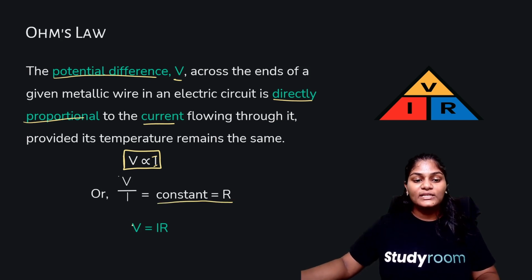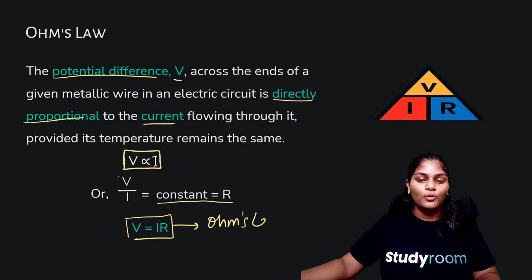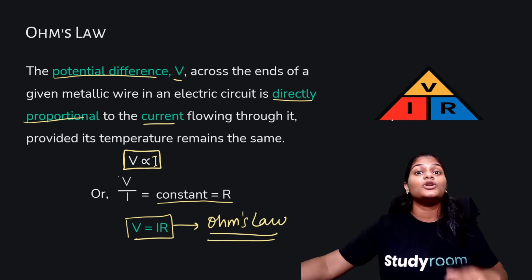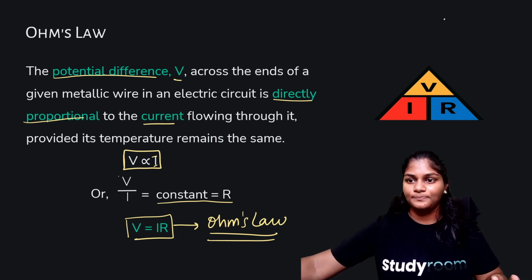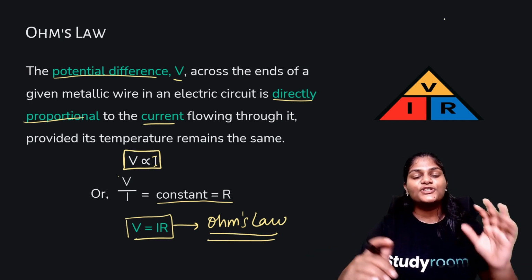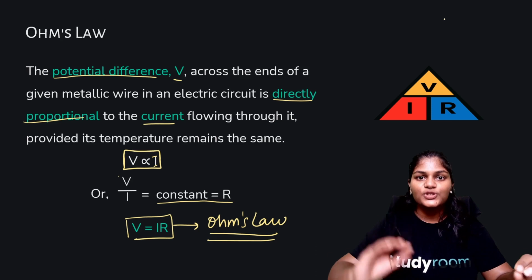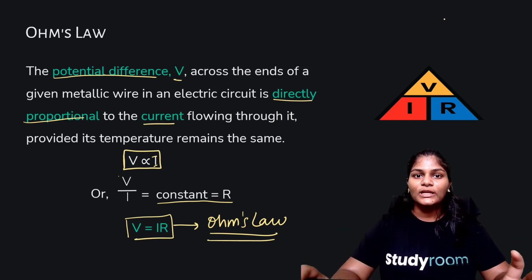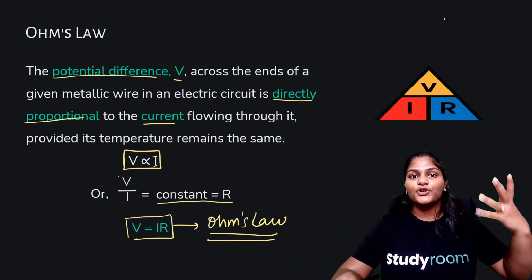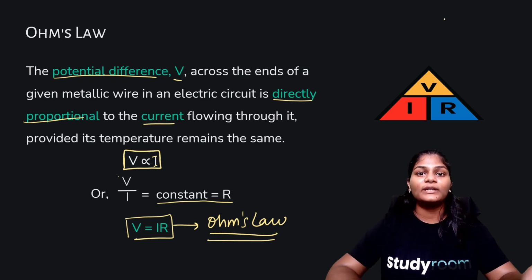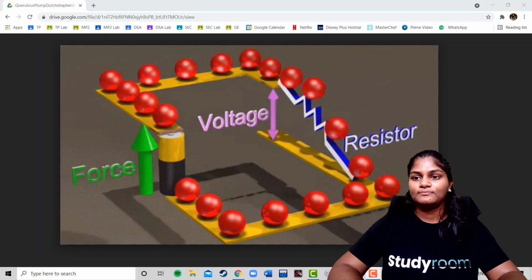And how do we write the relation? We write V equal to IR. This relation is what we call Ohm's law. This is a very important relation. You're going to use it in a lot of numericals. Now I'll just show you one small GIF again, which is going to make things a little clearer for you, how and why the electrons or current flow in a circuit.